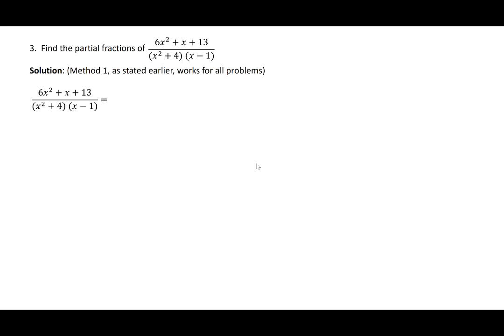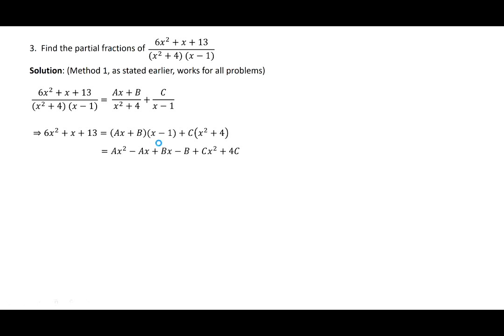All right, any ideas? Yeah, the ax plus b over x squared plus 4 stuff, plus c over x minus 1. Again, multiply both sides by the big denominator. We end up with this. Multiply out everything, gather up all the terms, and assemble like that. Set like coefficients equal, and you get 3 equations like this. Setting coefficient of x squared equal, you get a plus c equals 6, and x you get -a plus b equals 1, and so on.